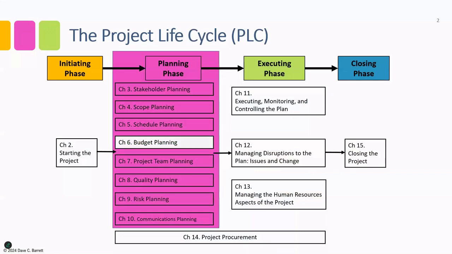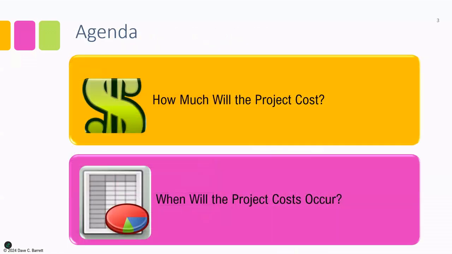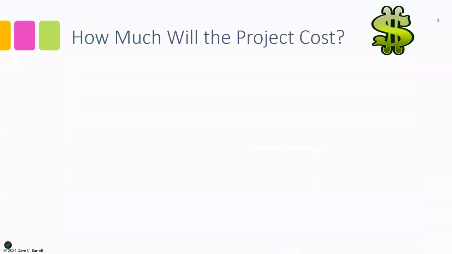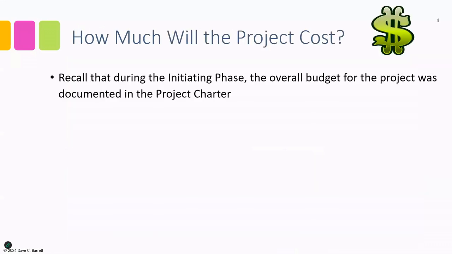Once again, the project life cycle, and we can see that we're working our way through the planning tasks, this time on budget planning. Two questions to ask, that is our agenda. How much will the project cost, and when will the project costs occur? Now, for the first question, how much will the project cost?